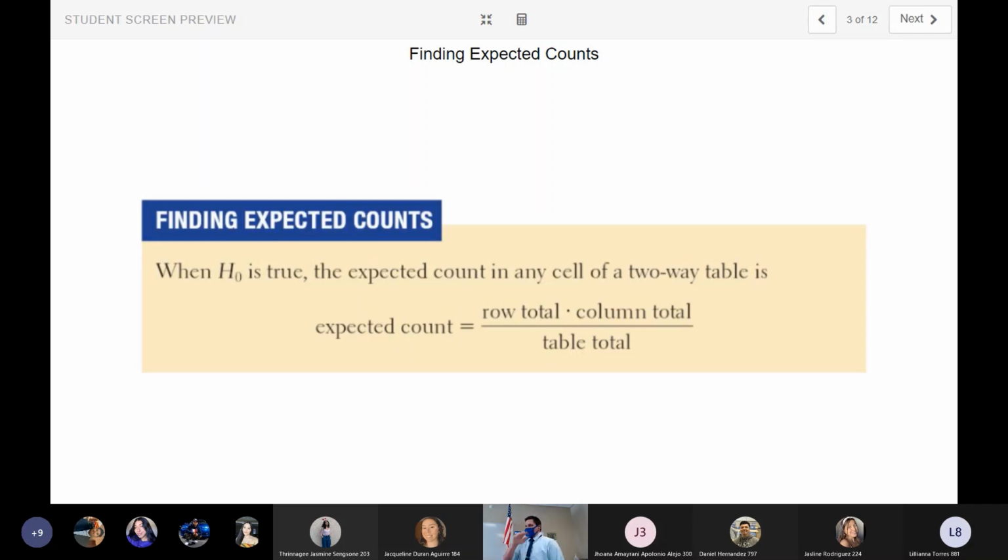in. What row is that cell in? What column is it in? Multiply those totals together, divide by the table total. So when you're finding any set of expected counts, all of your calculations involve dividing by the same number. Whatever that table total is, everything gets divided by that table total.